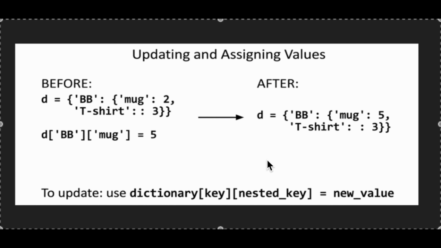Now let's move to the next topic, updating and assigning values. How do we update a value that is hidden inside another dictionary? This is called updating and assigning values in a nested dictionary.